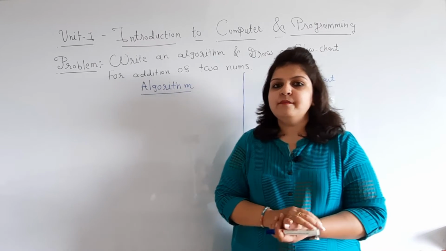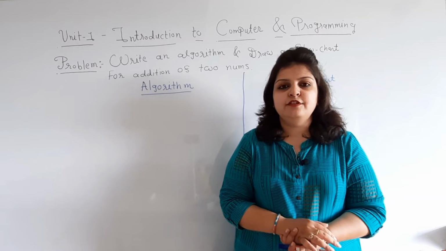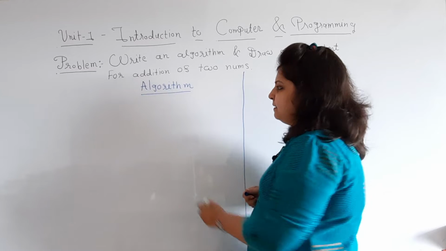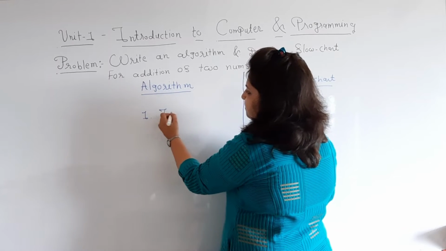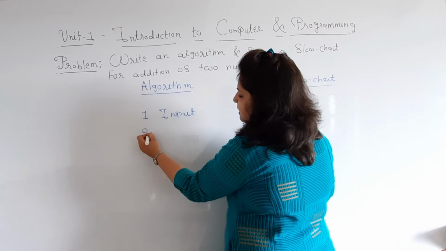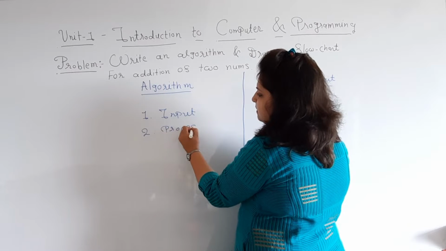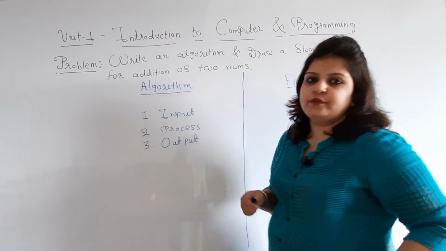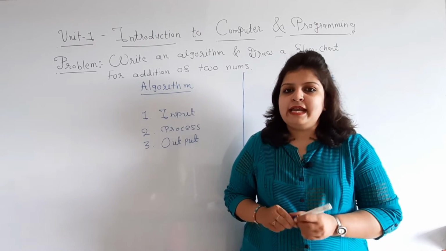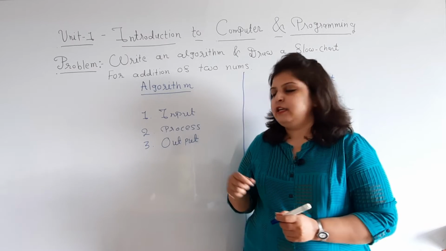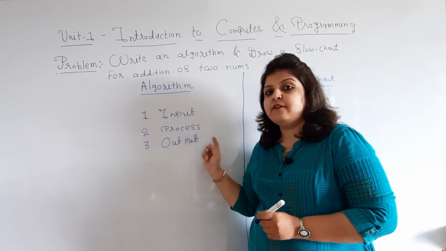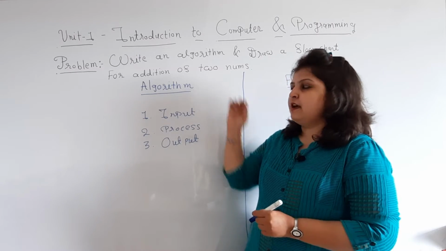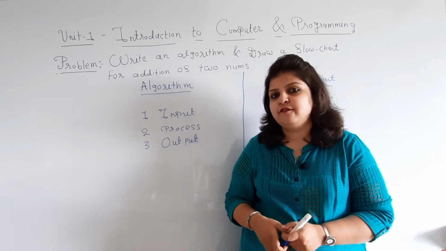First of all, before making an algorithm or flowchart, we have to think about three steps. Our first step is input, then second is process, and third step is output. So for any type of problem we have to think about these three steps, and after that we can write an algorithm or flowchart. So first of all, see the definition. The definition is addition of two numbers.